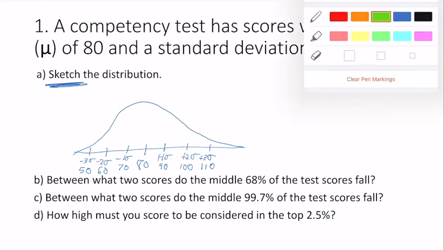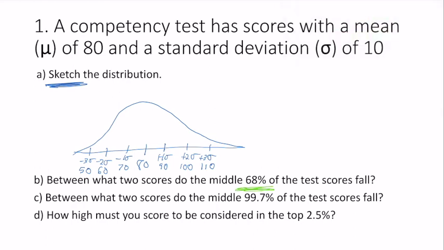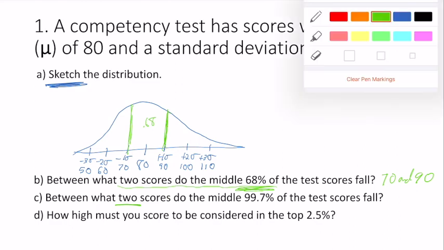So the first thing I want to find is where do the middle 68% of test scores fall? So I know that the middle 68% of test scores fall within the first standard deviations, right? So here is 0.68, or the middle 68% of data. We say the middle because it's in the middle. So between what 2 scores does the middle 68% of data fall? That's going to be between 70 and 90.